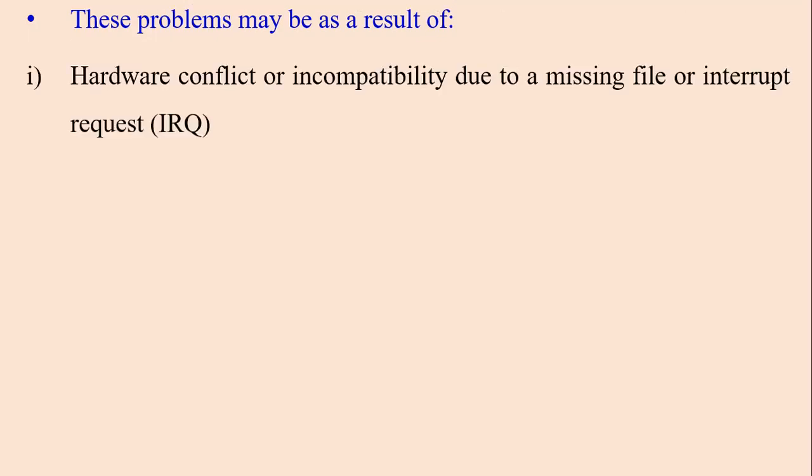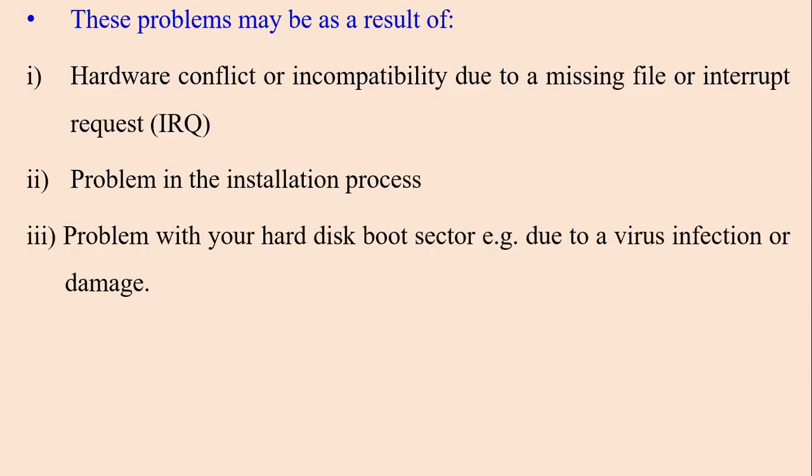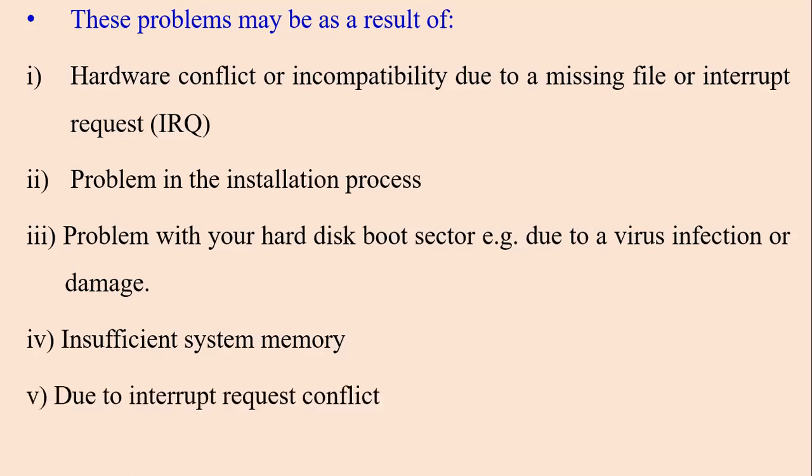So what are some of the causes of the problems that we have already listed? Number one is what we call the hardware conflict or incompatibility due to a missing file or interrupt request. Number two, the problems we have already mentioned may be as a result of a problem in the installation process. They may also be as a result of your hard disk boot sector having issues or problems such as virus infection or damage. These problems can also arise due to insufficient system memory. They can also be due to interrupt request conflicts. They can also be as a result of a corrupted Windows system registry.